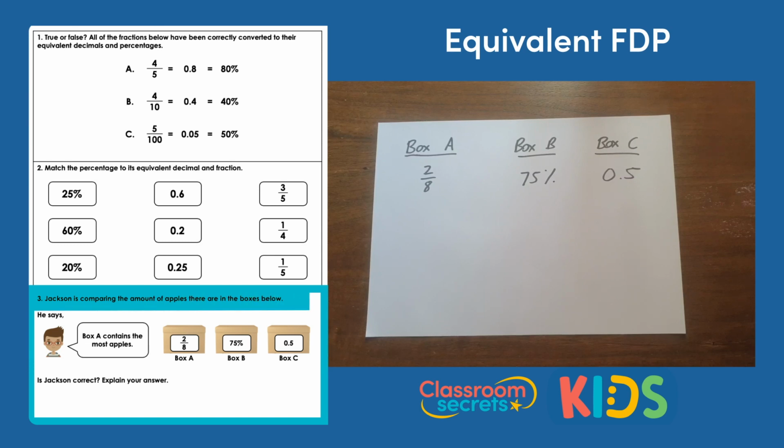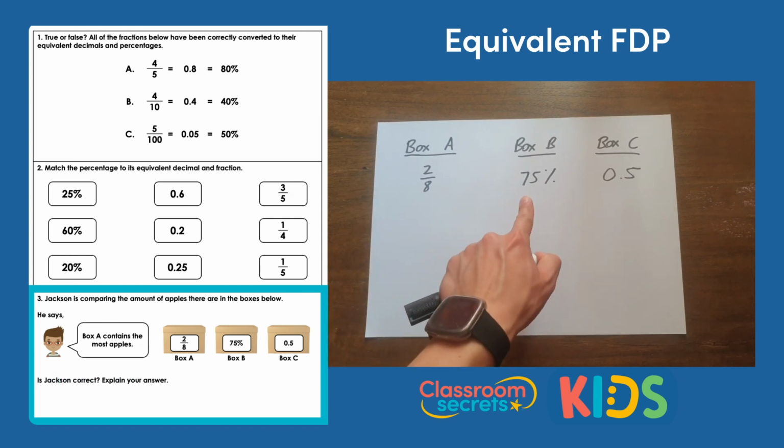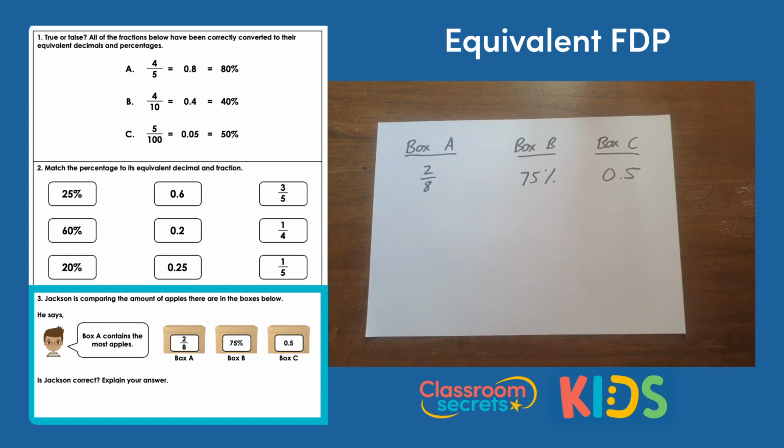In this question, we're told that Jackson is comparing the amount of apples there are in the boxes below. He says box A contains the most apples. Is Jackson correct? Explain your answer. So at the moment, it is quite difficult to compare the three boxes because one's given as a fraction, one as a percentage, and one as a decimal. So what we're going to do is convert them all into a fraction out of 100 to make it easier to compare.